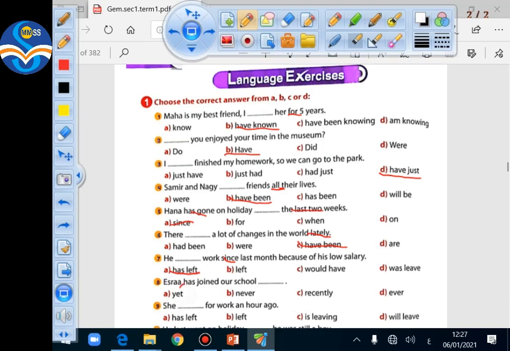I cannot use yet because I have no negative. Never doesn't come at the end of the sentence. Recently, ever doesn't come at the end of the sentence. So I've got recently. She ... for work an hour ago. Ago is a keyword of past simple, not present perfect. So we are going to say she left.